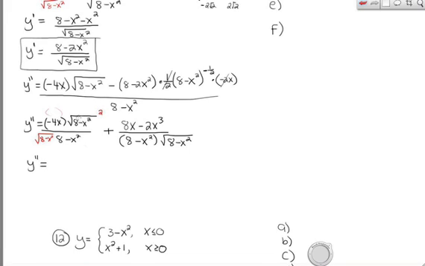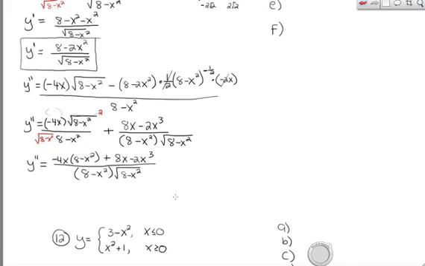On top, the square and the square root cancel out, leaving me with negative 4x times 8 minus x squared plus 8x minus 2x cubed, all over 8 minus x squared times the square root of 8 minus x squared.